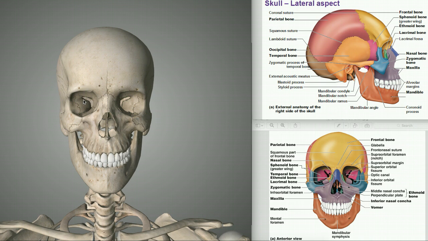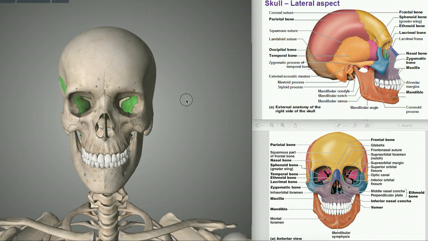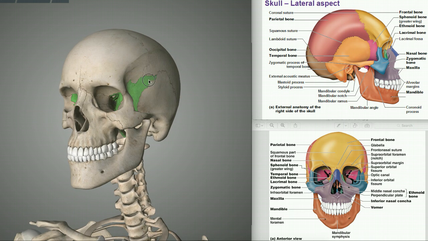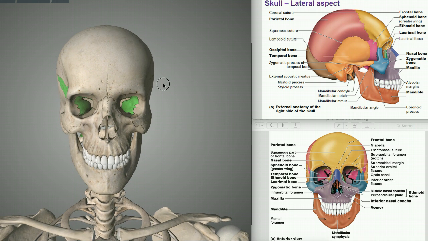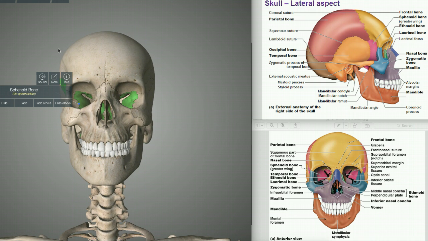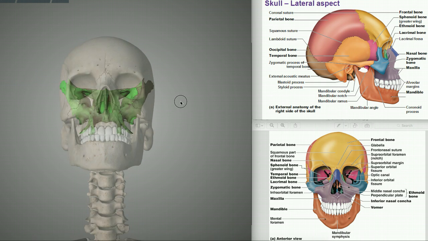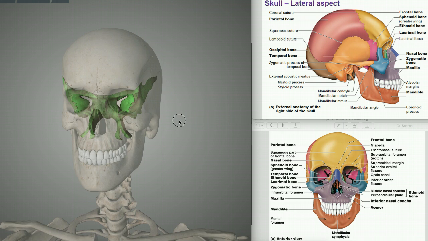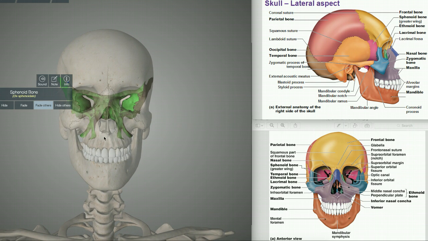So your sphenoid goes from one end, so it forms this part here of the skull, and it forms this part here as well. So your sphenoid is the bone that runs through the middle. If I was to fade the others, you can see from the bottom as well, that's the sphenoid. It forms the major, really important middle part of your skull.